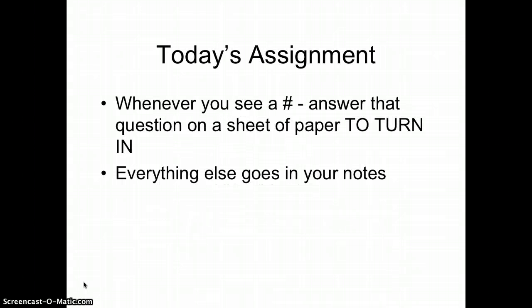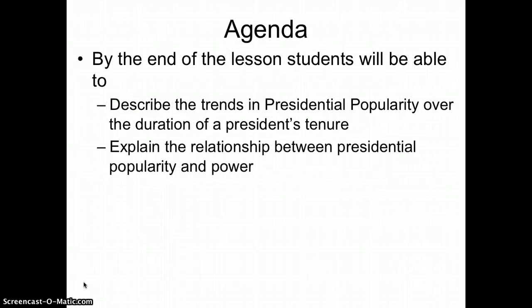Whenever you see a number, answer that question on a separate sheet of paper to turn in. You should be taking separate notes from those questions. By the end of this lesson, you should be able to describe the trends in presidential popularity over the duration of the president's tenure and explain the relationship between presidential popularity and power.